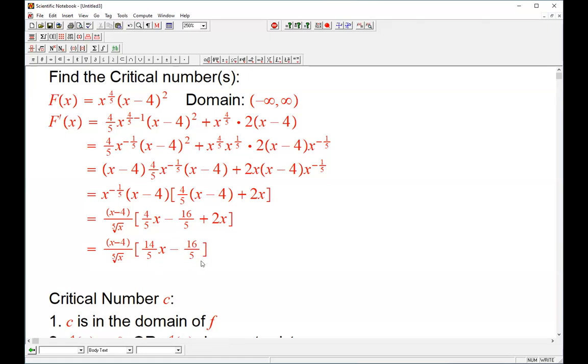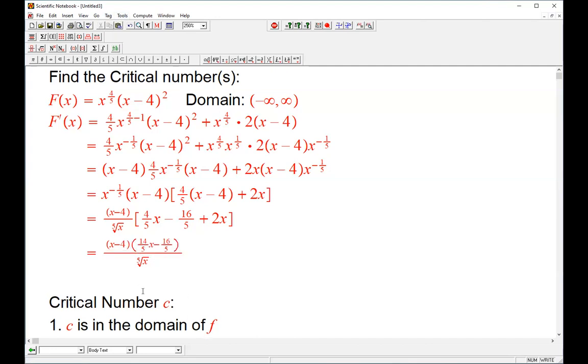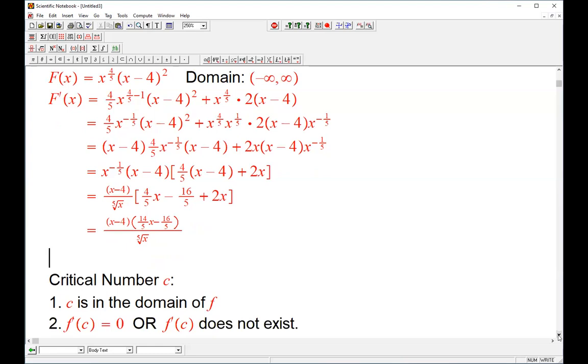Minus 16/5. So when we set it equal to 0, let me write it this way, which doesn't change anything, right? So you can write it this way. So now we're really looking for numbers such that the derivative is 0, right? So we're going to set the derivative equal to 0. When we set the derivative equal to 0, right?